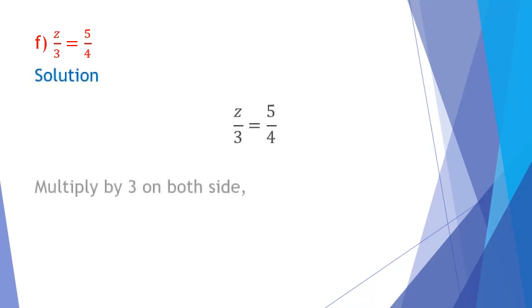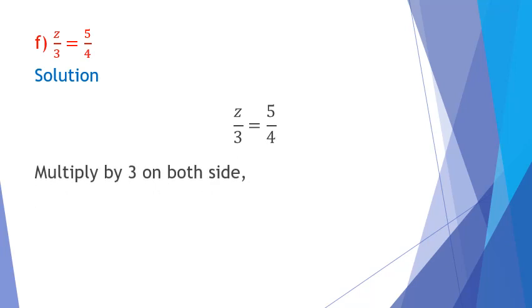F. Z by 3 equal to 5 by 4. To remove 3 from LHS, you have to multiply by 3 on both sides. So we get Z by 3 into 3 equal to 5 by 4 multiplied by 3. In the LHS, 3 and 3 are cancelled. So Z equal to 15 upon 4 is the solution.